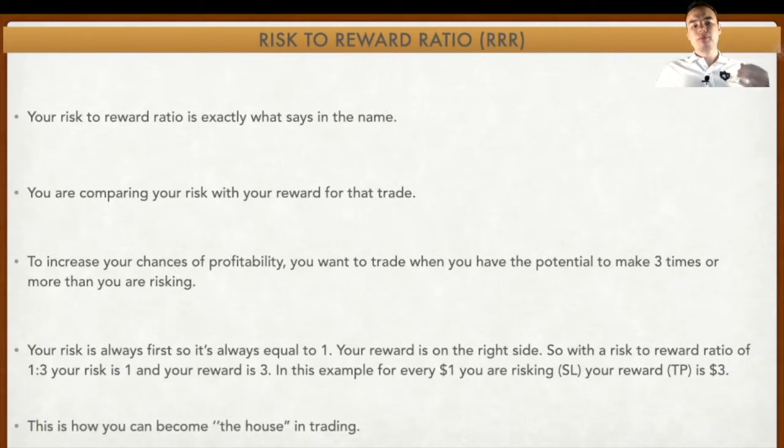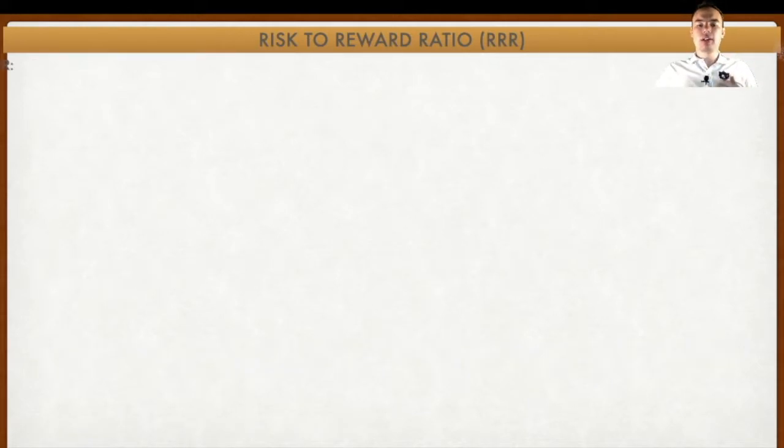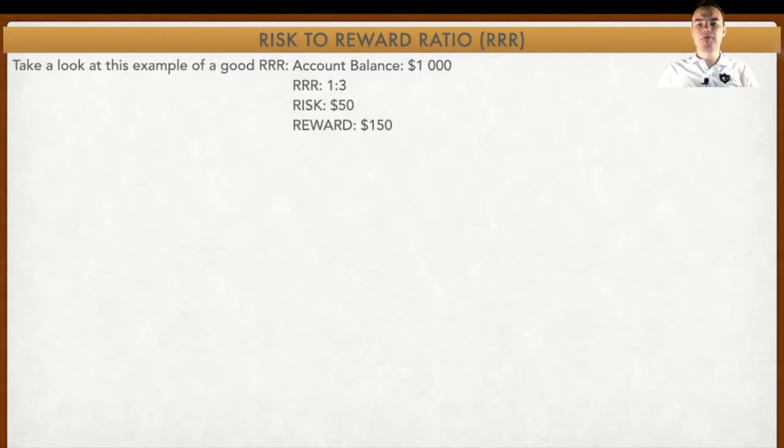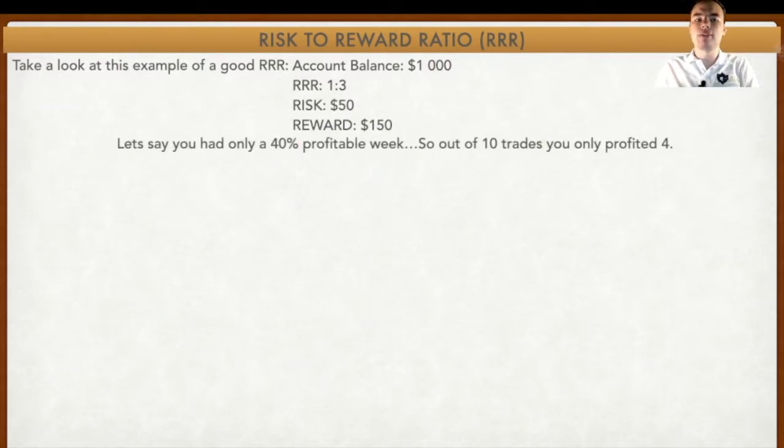This is how you become the house. People want to compare trading to gambling. This is how you become the house. The house always wins because you're a step ahead. I'll give you an example. Let's say your account is $1,000, and your risk to reward is a 1 to 3. For every dollar you're risking on that trade, your potential reward is $3. So on this trade you're risking $50, and your reward needs to be $150.